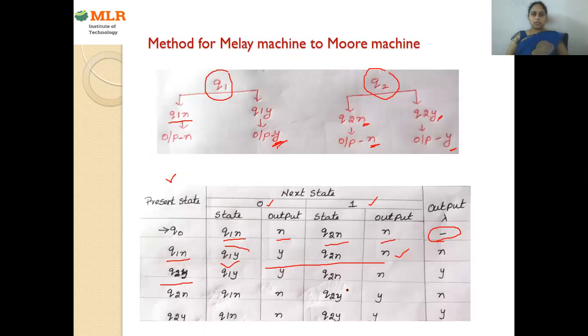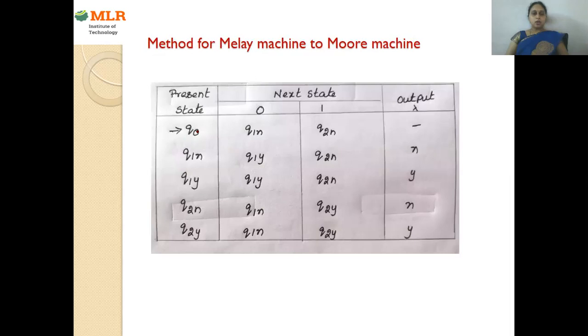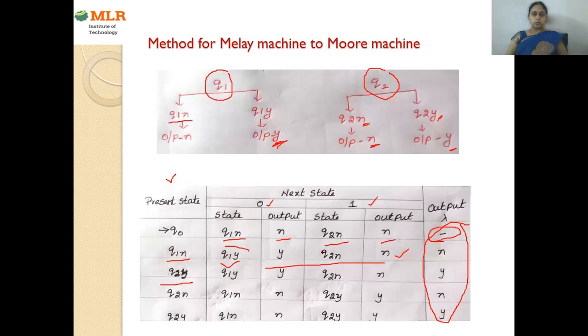Now, after doing this, we need to combine them and represent the Moore machine. We will see how, after combining the states and outputs, we are going to represent this output. Now, Q0 goes on to Q1N and Q2N, Q1N, Q1Y, Q2N, Q1Y, Q1Y and Q2N, Q2N and Q1N, and Q2Y, and Q2Y and Q1N, and Q2Y. How have we taken this? We have taken this based on the states which we represented in the Mealy machine.